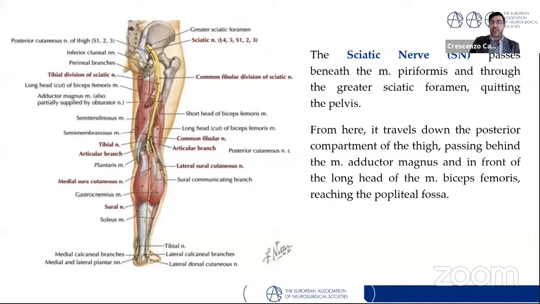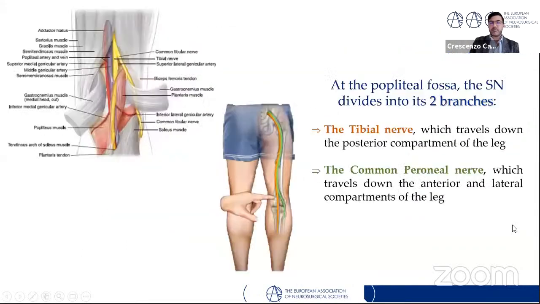From here, it travels down from the posterior compartment of the thigh, passing behind the muscle adductor magnus and in front of the long head of the muscle biceps femoris, reaching the popliteal fossa. At this level, just above the knee, the sciatic nerve divides into its two branches.